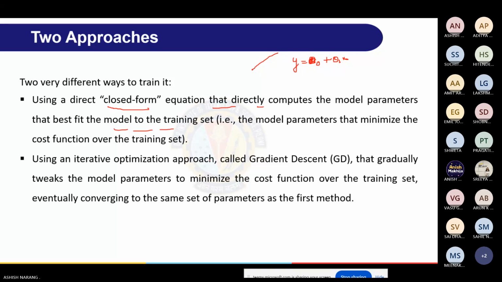Then another thing is an iterative approach, which is known as the gradient descent approach, right? It gradually tweaks the model parameters to minimize the cost function. We will learn both of them slowly. Tomorrow it will happen, right?